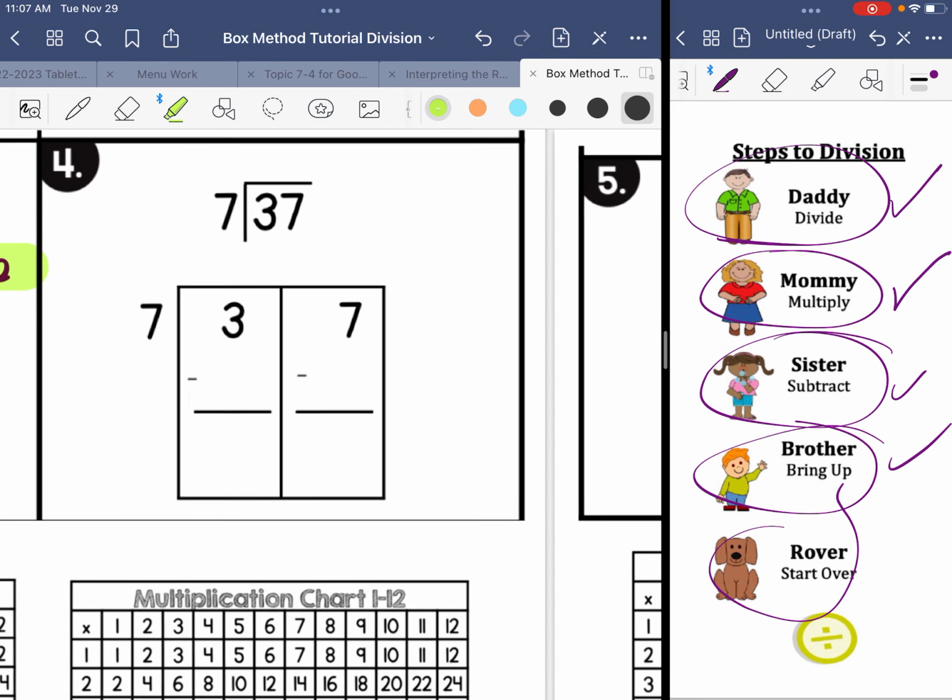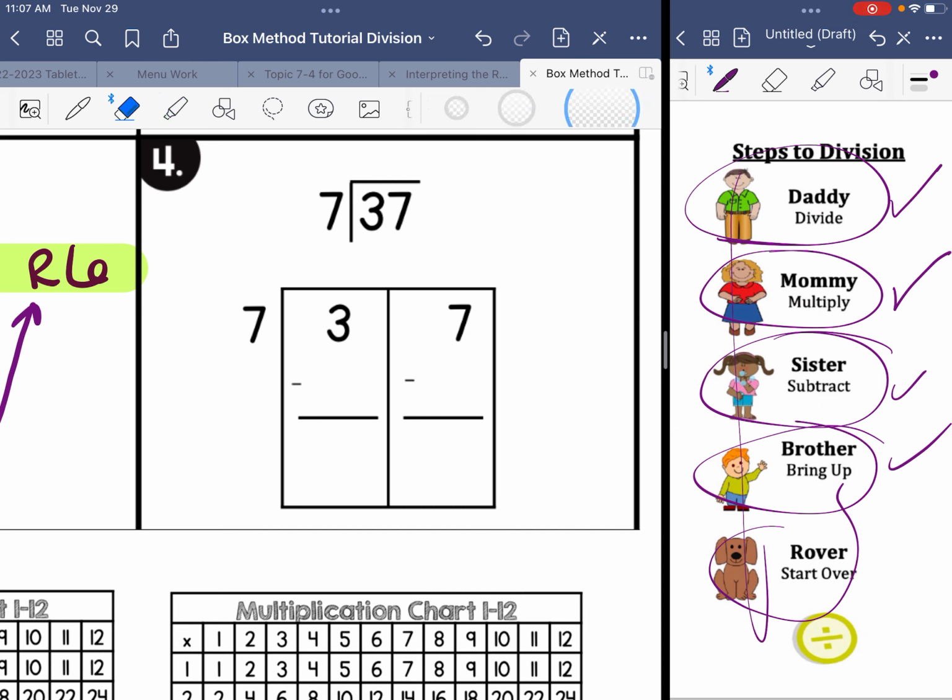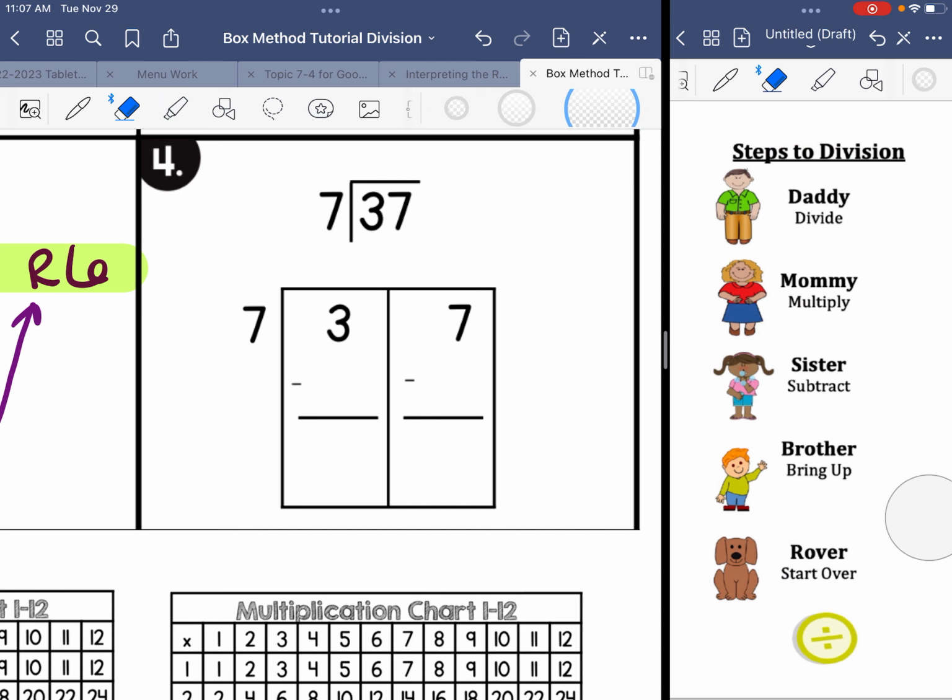Okay, let's try another one. The only way you're going to get better at this, boys and girls, is if you practice. Keep practicing the steps, and then you'll get better at it.